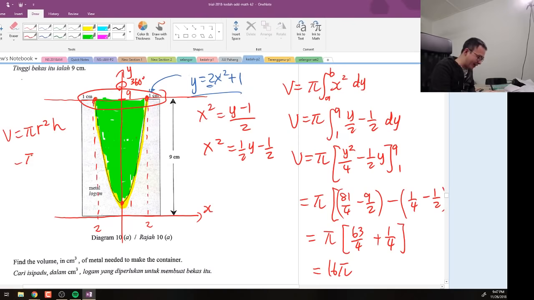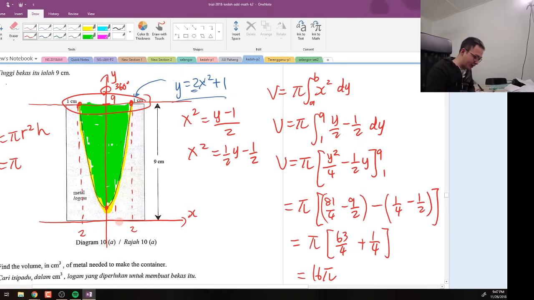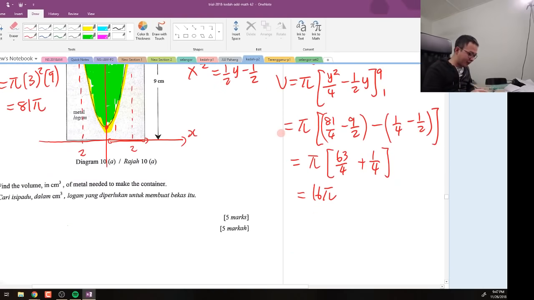With pi, my r will be from here to here. Just now this is 2, so 2 plus 1, the total here will be 3 units. So my r will be 3 and my height will be 9, so it will be 81 pi. Therefore the volume of the container equals 81 pi minus 16 pi, which gives a nice number, 65 pi.